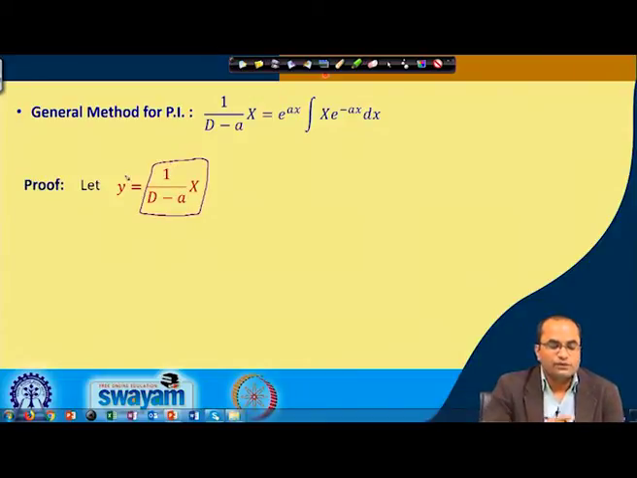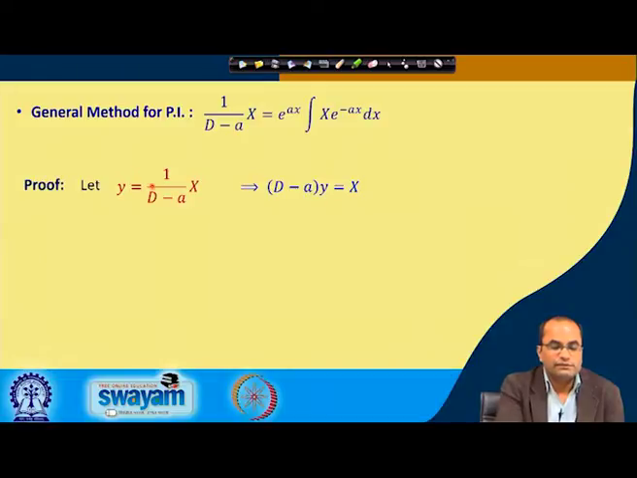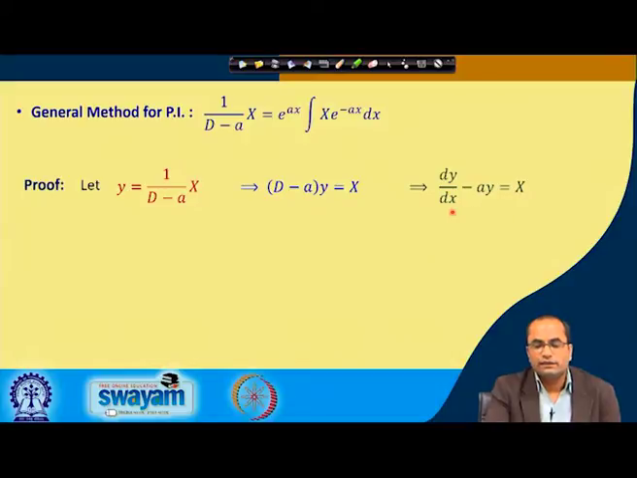We will find out what y actually is. To find y, we multiply this equation by the operator (D minus a), so that we get back to a differential equation which we already know how to solve. When we multiply by (D minus a), we get (D minus a) y equal to X, and this is a first order differential equation which we know how to solve. Indeed, this is a linear equation in y, because dy over dx minus a y is equal to the right hand side function X.